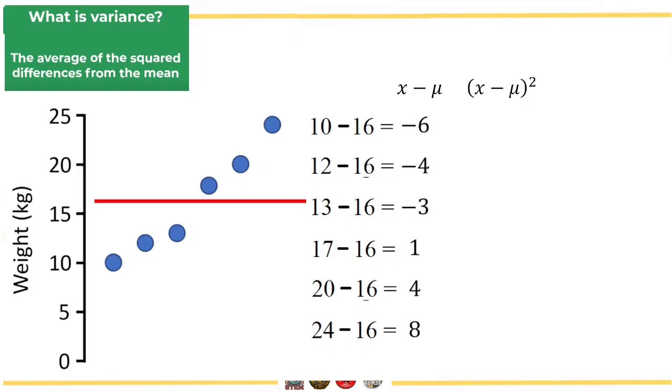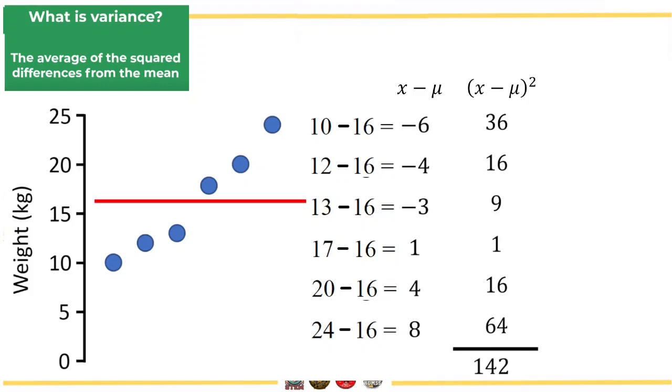So we have negative values. To eliminate that, we will get the square. Not only those negative numbers, we will also square the other positive data after subtracting the mean. So here are the squared values: 36, 16, 9, 1, 16, and 64. Again, we will get the summation of this. The sum, the total, is 142.